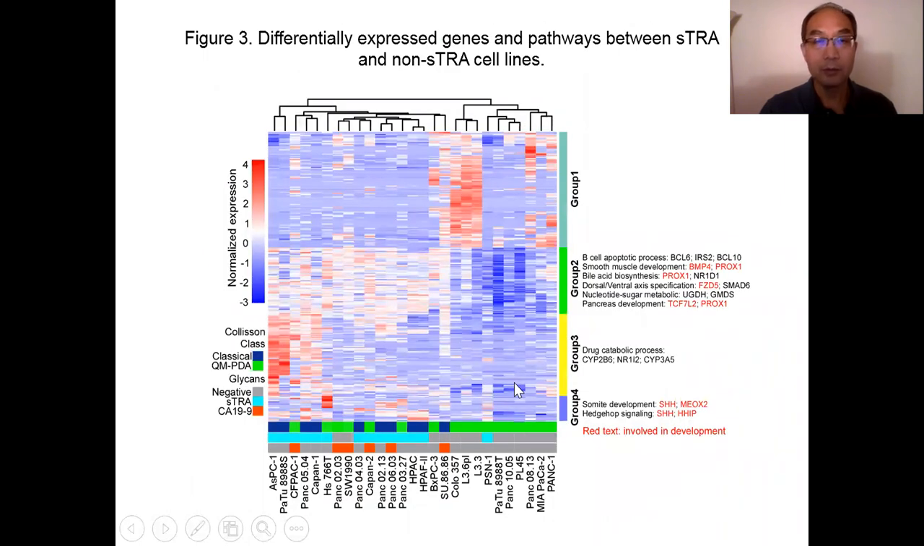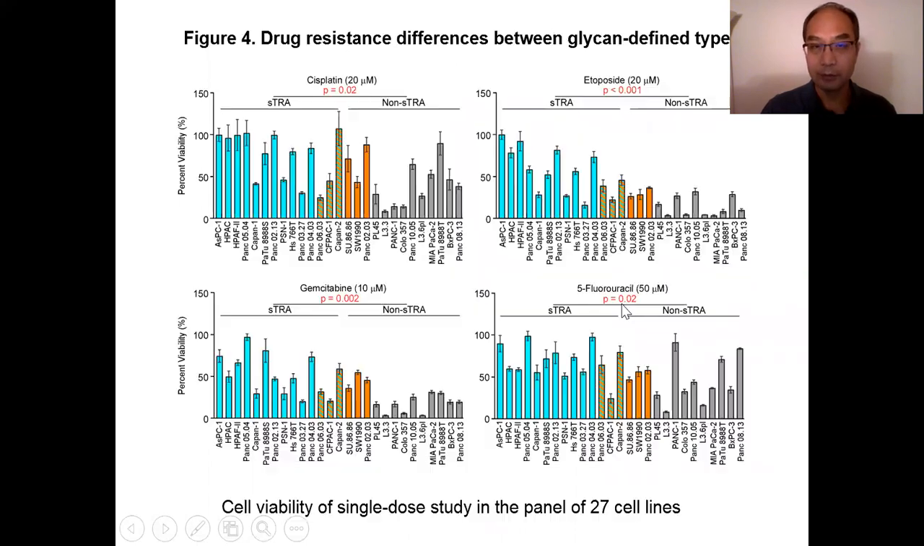We also detect the gene expression in STRA versus non-STRA cells. Please note that the drug catabolic genes are highly expressed in STRA cell lines. And then we check if the STRA cell lines are associated with drug resistant.